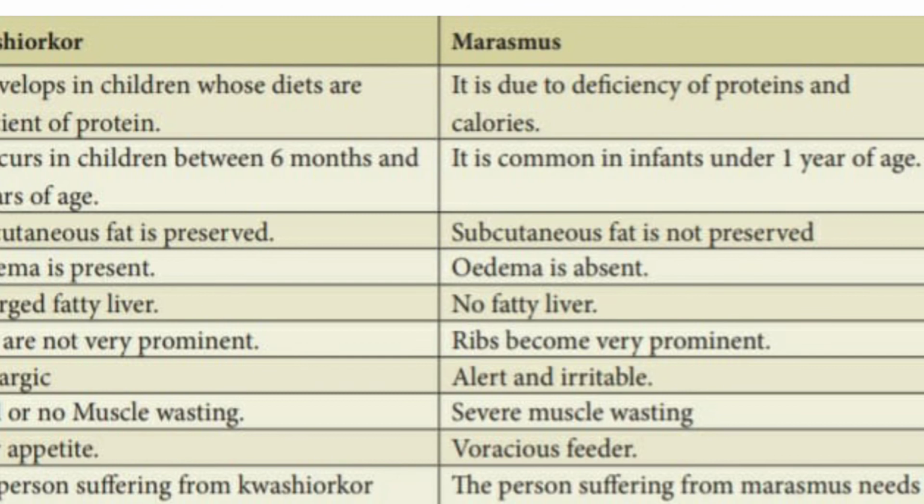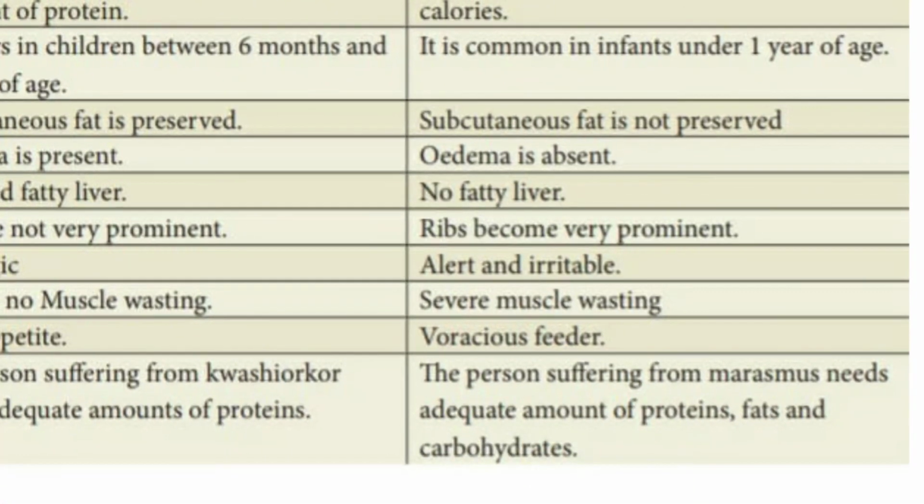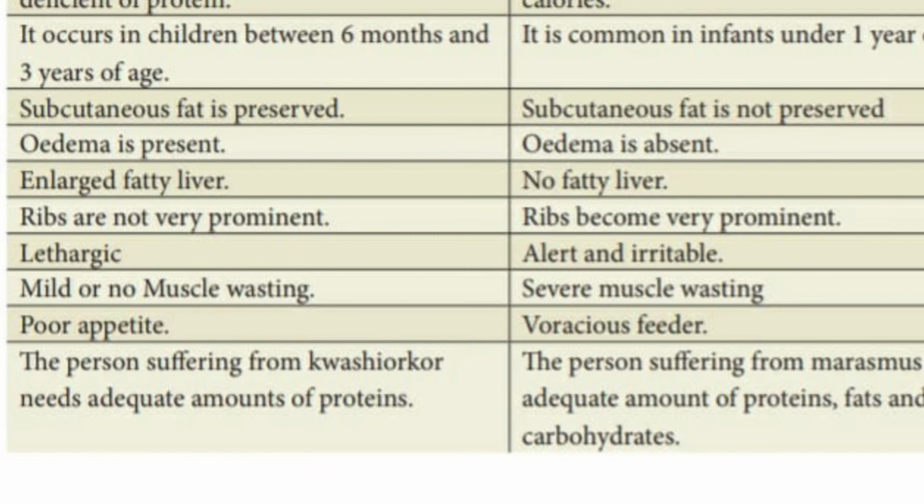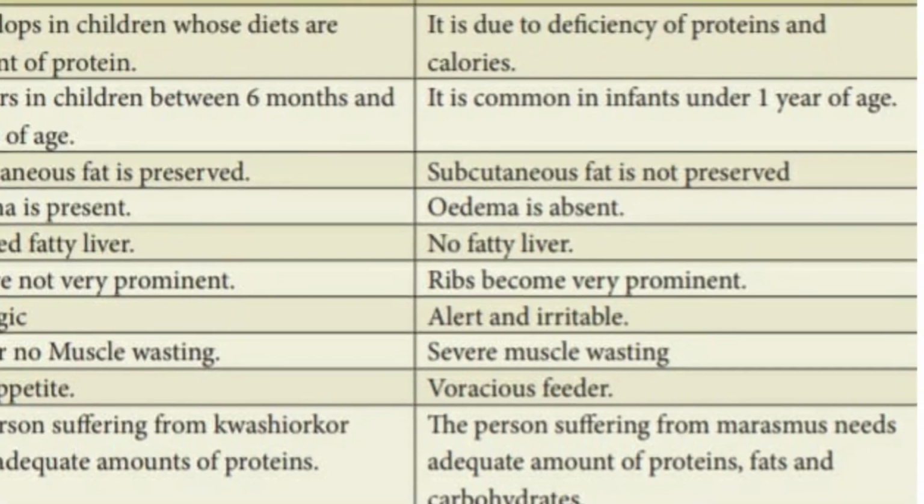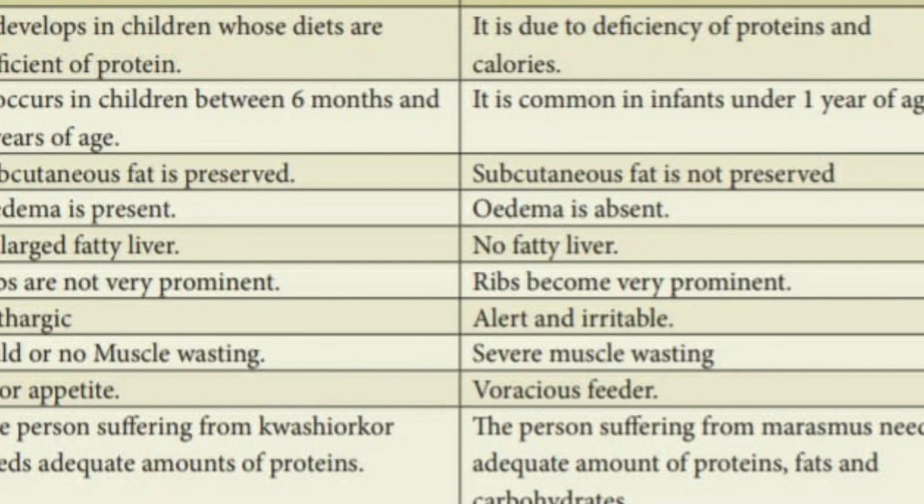In Kwashiorkor, the child will be lethargic, that is tired and weak. In Marasmus, the child will be alert, but the child will have irritation. In Kwashiorkor, there will be mild or no muscle wasting. In Marasmus, there will be severe muscle wasting. In Kwashiorkor, there will be poor appetite. In Marasmus, the child will have an appetite, but feeding will not be there because of poverty or anything.